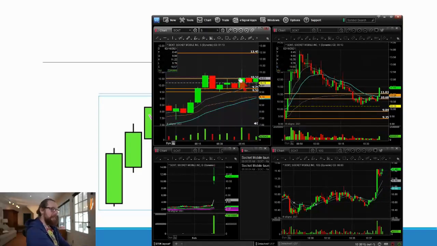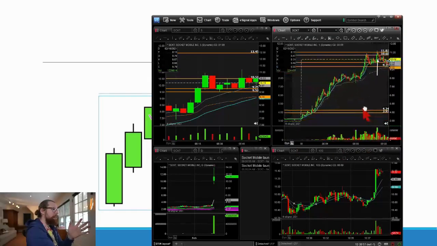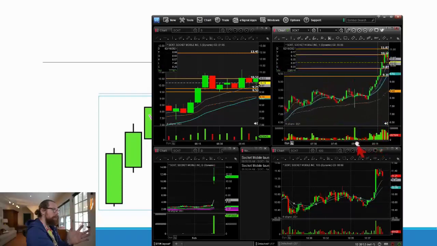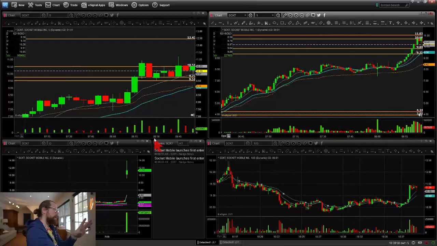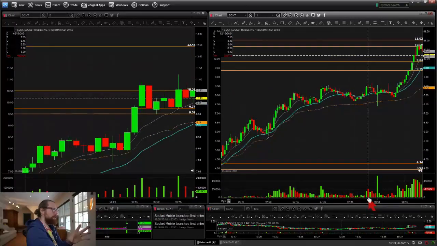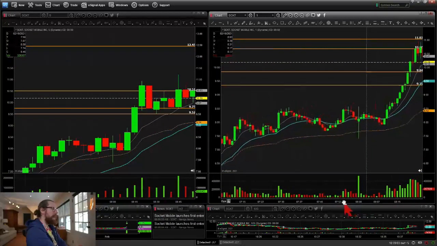Now in this case, it is a topping tail candle where it broke through that $11 spot, but then it couldn't hold above it. Let's look at this. This is on the 5-minute time frame on the left here. And then we're going to look at the 1 minute here on the right. So on the 1 minute, you can see how, let's see, where's this?